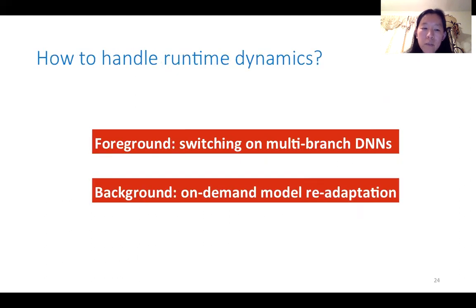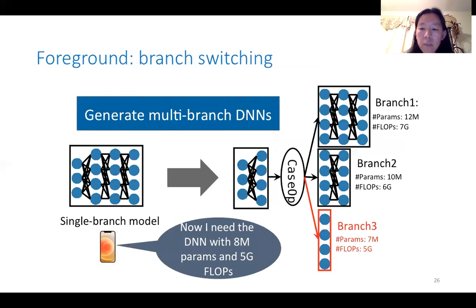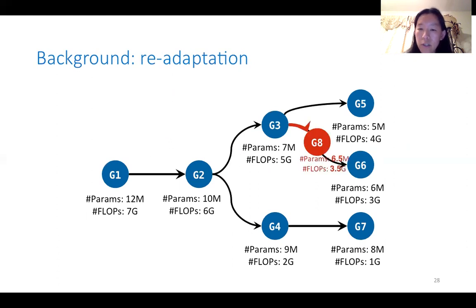Now, for the runtime, we take different action in both the foreground and background. In the foreground, we basically generate multi-branch DNNs, each branch corresponding to a different resource specification. So in practice, you simply pick the branch that best matches the resource specification, and this switching is very fast. In the background, the system initiates re-adaptation on demand. For example, now we want to add another goal. Then this is inserted into this configuration tree earlier, and then a new model is generated accordingly.